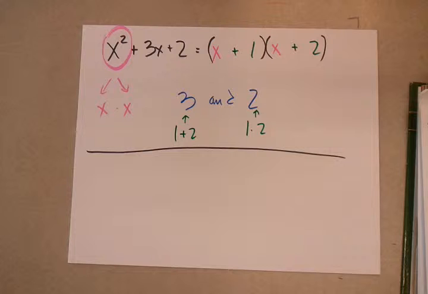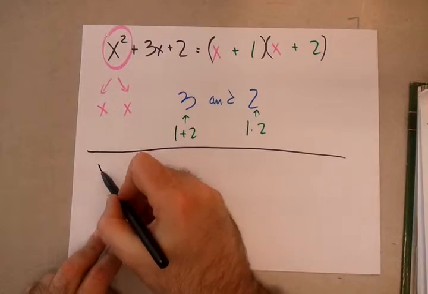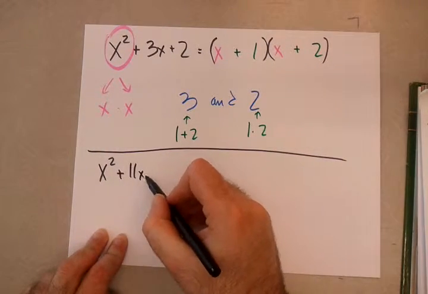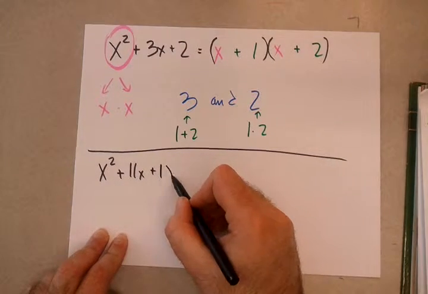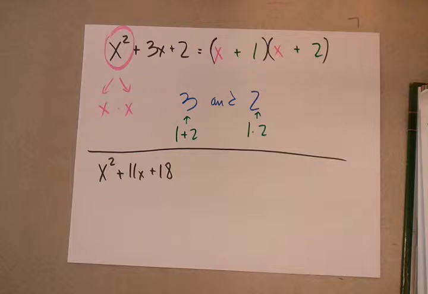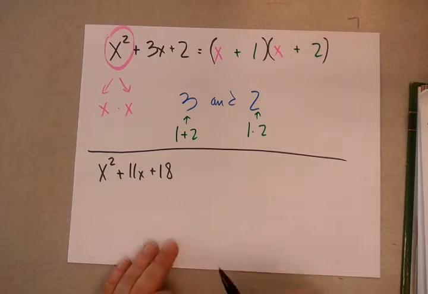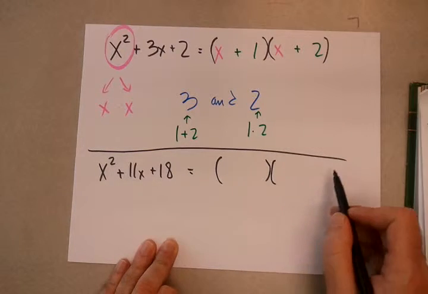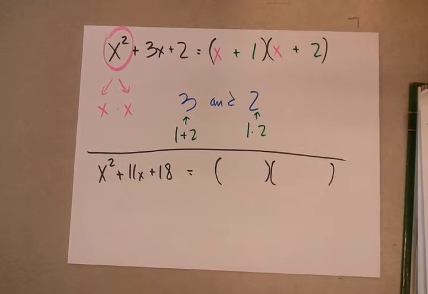Let's do this particular problem, something a bit tougher. x squared plus 11x plus 18. And let's go ahead and factor this out. So just like before, you're going to start with a set of parentheses because more than likely this was derived from a binomial multiplication problem.